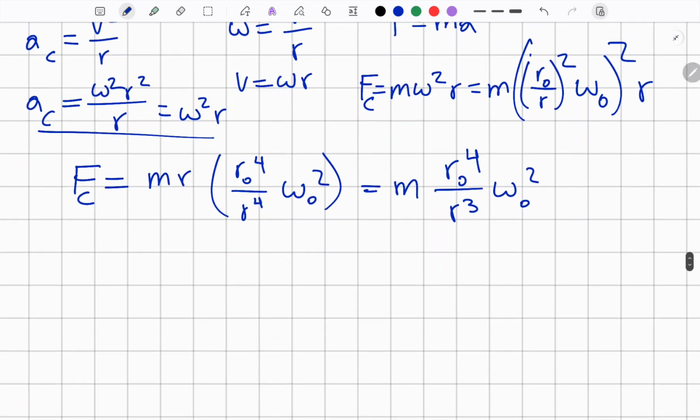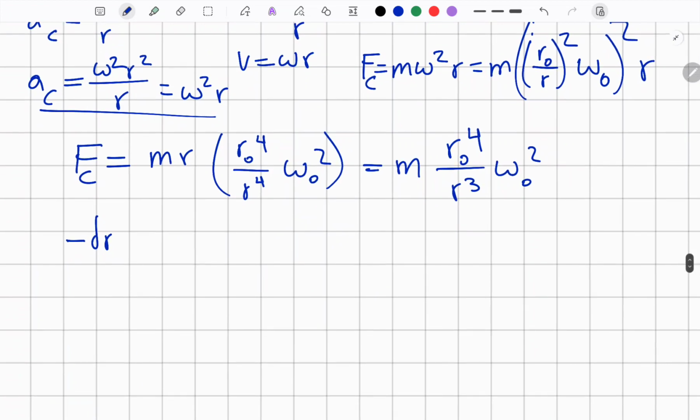Now, our change in radius is going to be a small value dr. We know that our work is force times distance, and if we integrate that from our initial radius of r naught to our final radius of r, we'll be able to find the work done in moving the mass and shrinking the radius of that circle. We know we're shrinking the radius, so we're going to place a negative on the dr. So that's our distance.